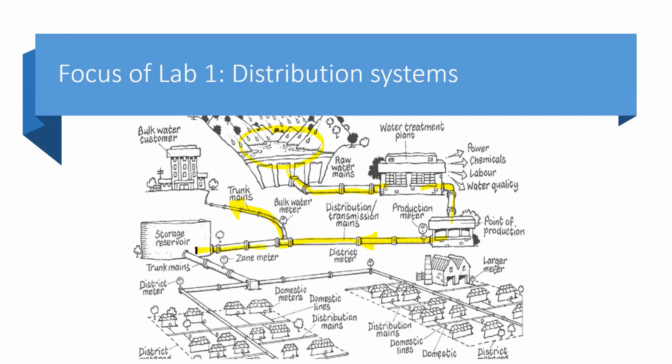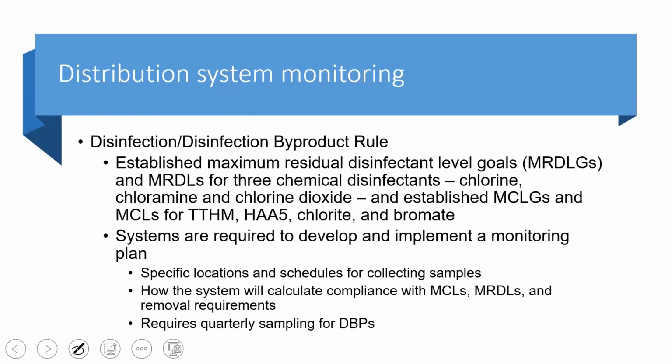There may be a storage reservoir. Get more trunk mains. Now we're moving out into the distribution mains, and we move out eventually to what we refer to as the service line. So you can see, it's a large system. It may be hundreds of miles of pipeline from the time that that water is treated to actually when it gets to the home. So I mentioned disinfection byproducts.